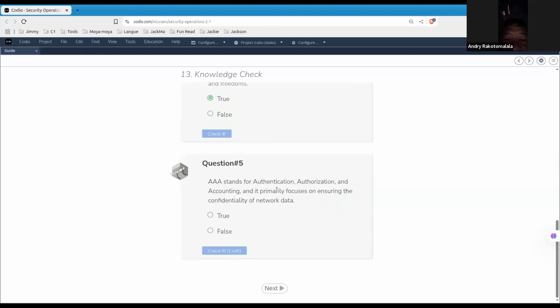AAA stands for Authentication, Authorization, and Accounting, and it primarily focuses on ensuring the confidentiality of network data. True or false? Ooh, we got some mixed bags here. I'm seeing a lot of trues. Go ahead and select true for me, please, Oibek.